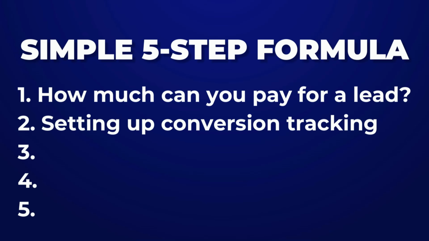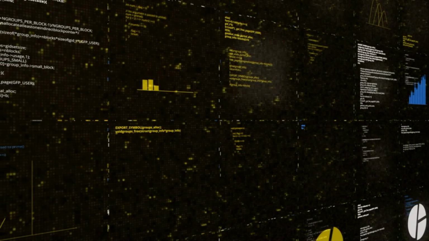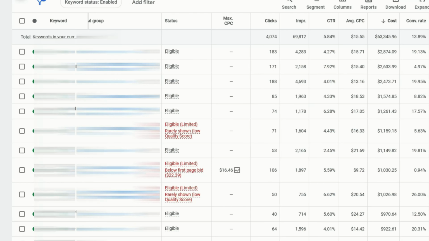Now, for those of you who are already running ads, how do you know exactly how much you're currently paying for a lead? So this brings me to step 2, which is setting up the right tracking to measure your lead costs. Think of it this way. Imagine running a marathon and you're trying to beat your personal best, but nobody's timing you. You have no clue if you're ahead, behind, or totally lost. So running Google Ads without proper conversion tracking is exactly like that. Google Ads will flood you with data, but without tracking conversions, you won't know which keywords actually generate you leads or sales. So here's what it looks like in an ad account where the proper tracking has been set up.